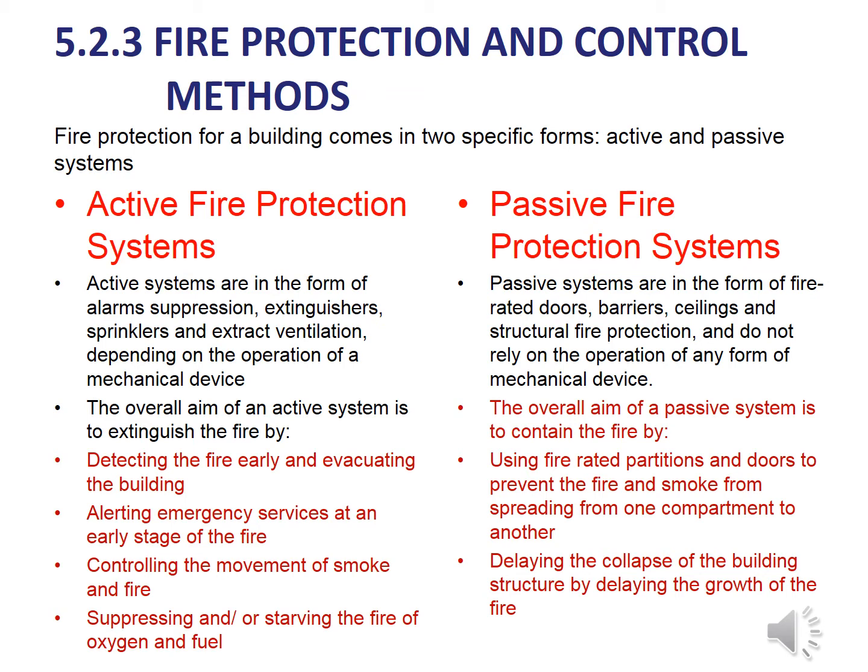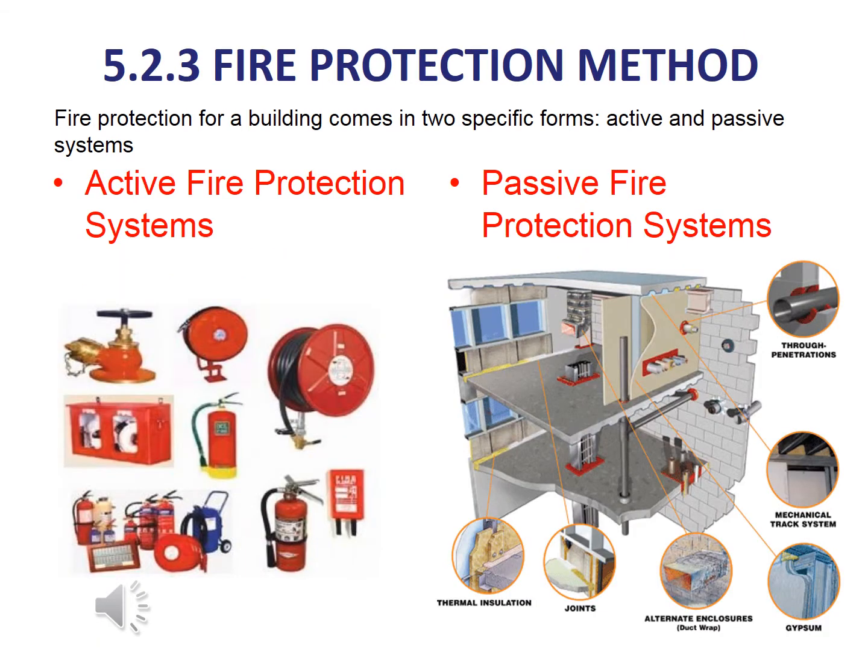Passive fire protection systems. Passive systems are in the form of fire-rated doors, barriers, ceilings and structural fire protection and do not rely on the operation of any form of mechanical device. The overall aim of a passive system is to contain the fire by using fire-rated partitions and doors to prevent the fire and smoke from spreading from one compartment to another and delaying the collapse of the building structure by delaying the growth of the fire. These are examples of active fire protection systems equipment and passive fire protection systems of structural fire protection.